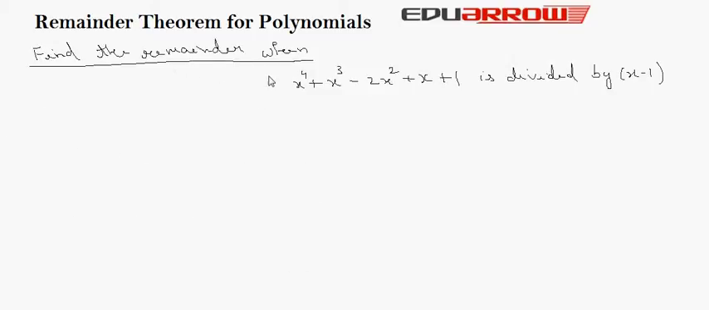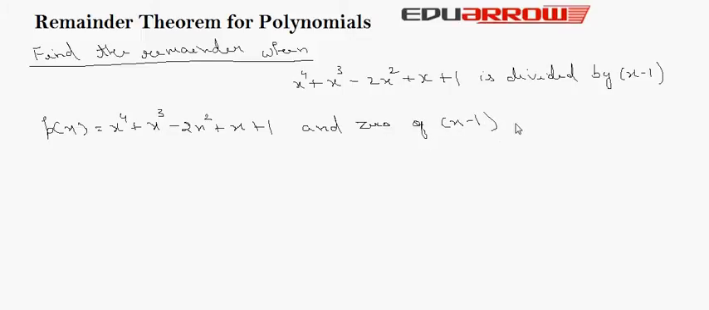Now, in this question, we have to find the remainder when we divide x to the power 4 plus x to the power 3 minus 2x square plus x plus 1 by x minus 1. Here P(x) is equal to x to the power 4 plus x to the power 3 minus 2x square plus x plus 1, and the zero of x minus 1 is 1. That is, here x minus 1 is equal to 0 and x is equal to 1. So the zero of x minus 1 is 1.